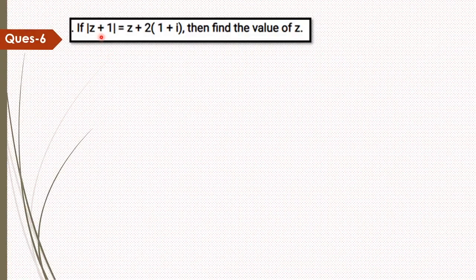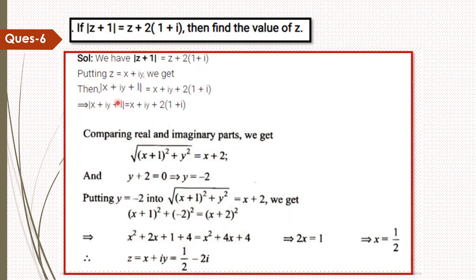Sixth question, modulus of z plus 1 is equal to z plus 2, and in the bracket 1 plus iota, find the value of z. Here modulus of z plus 1 is equal to this thing, it is given, putting again the same way as we did in the last question. z is equal to x plus iota y, and put this value in the left hand side here. So it will be modulus of x plus iota y plus 1. Replace z with x plus iota y on the right hand side as well. And then exactly the same way as we did in the last question, comparing real and imaginary parts, get the value of y, put this value here, get the value of x, and this is the answer.